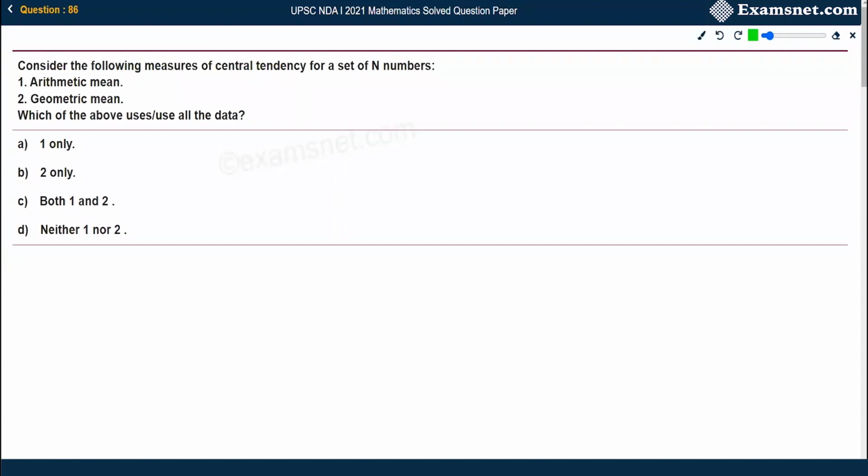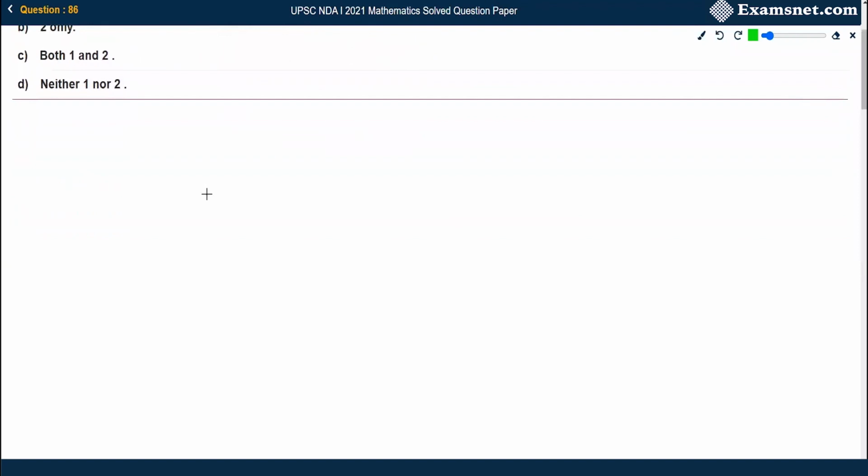In question number 86, the question states: consider the following measures of central tendency for a set of n numbers. Here we need to discuss arithmetic mean and geometric mean. Which of the above use or uses all the data? First, let's talk about arithmetic mean. The formula of arithmetic mean is the sum of all the observations divided by the total number of observations, right?